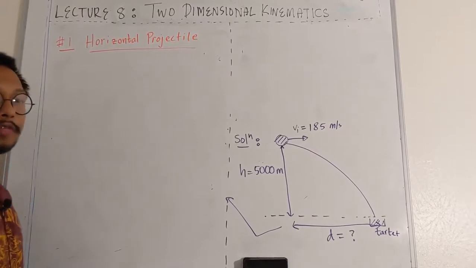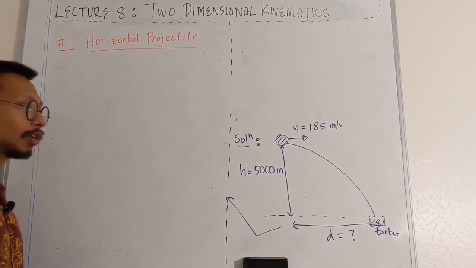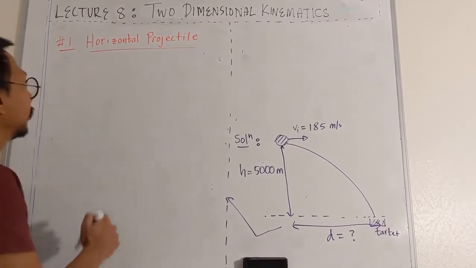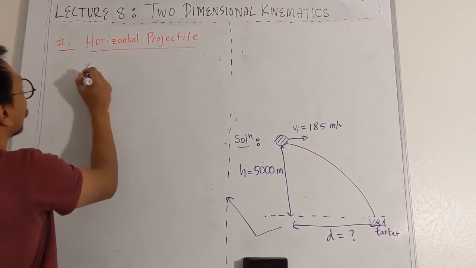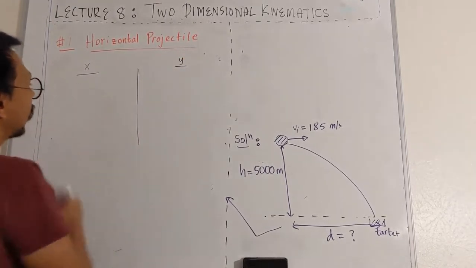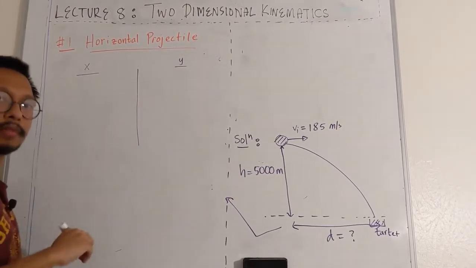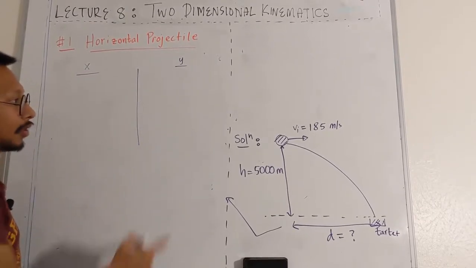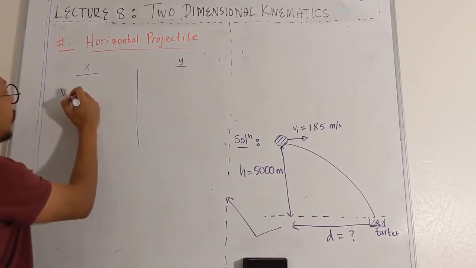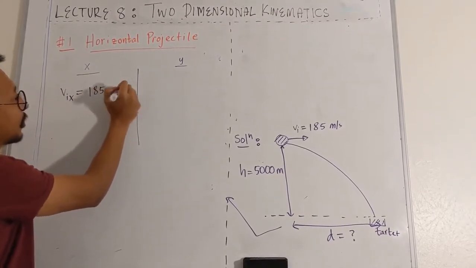So what we do when we note down variables in two-dimensional motion is we note down variables in two columns. One column represents everything with x and one column represents everything with y. Let's see how we do that. So we have the x column right here, we have the y column right here. What are the x variables that we know? We know that the plane was traveling horizontally, and so the parcel was also traveling horizontally at an initial velocity of 185 meters per second. We write that as v_ix equals 185 meters per second.